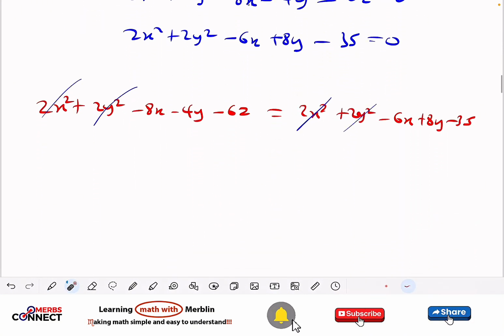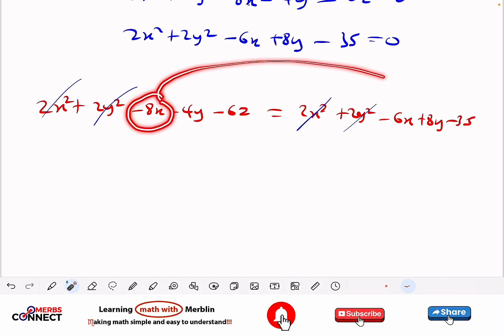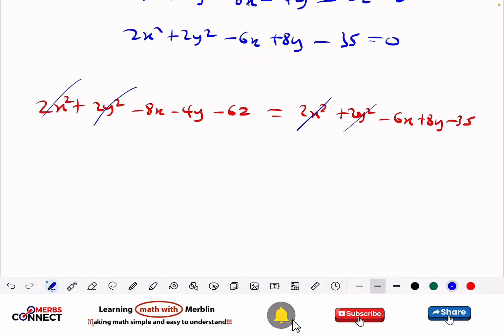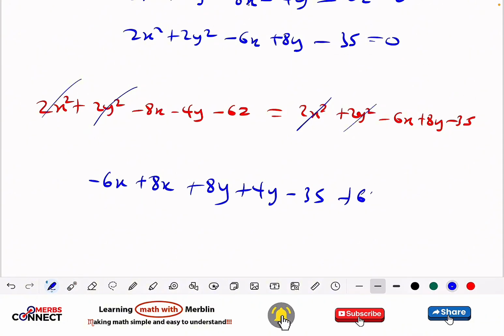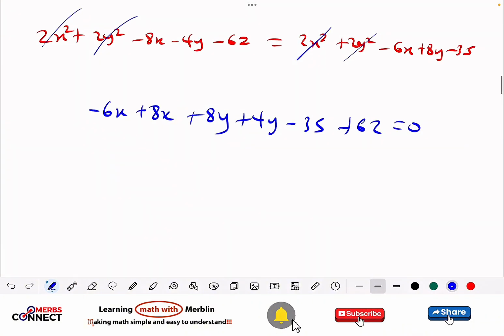So x is coming first. Since this one is big, I'll move this one to this side. So I'm going to have minus 6. And when I move this one, I get 8x. Then plus 8y, which is here. And I move this one here. I'm going to have plus 4y. Then minus 35. And move this one here, giving me plus 62 is equal to 0. So 2x plus 12y.